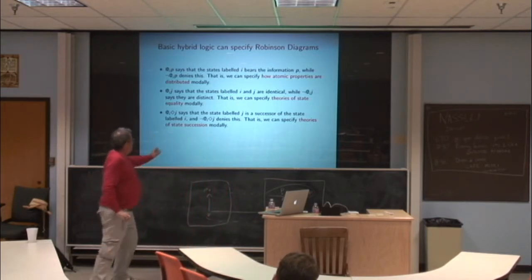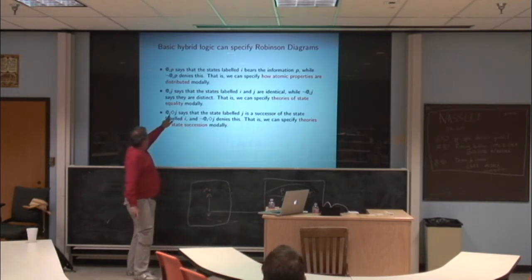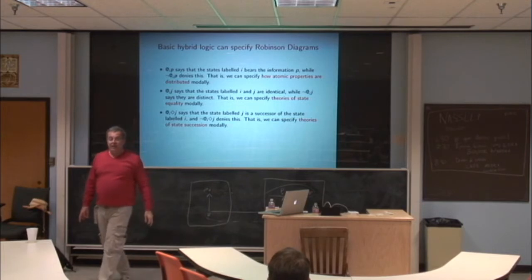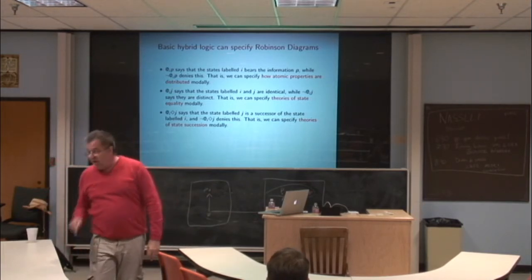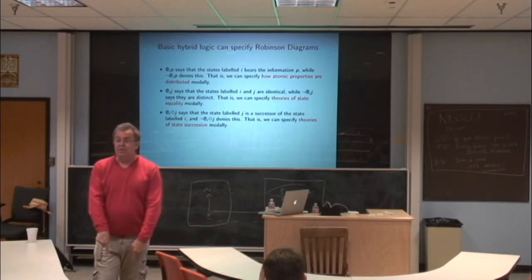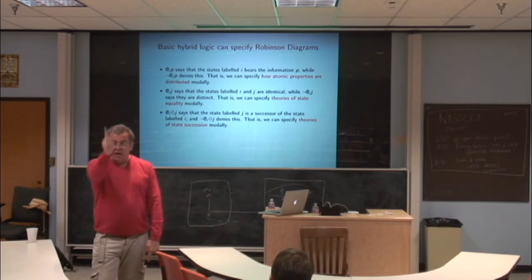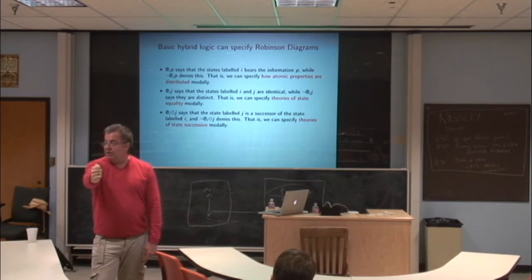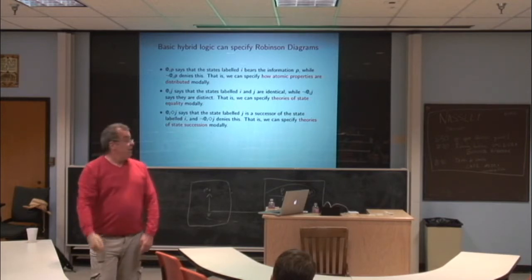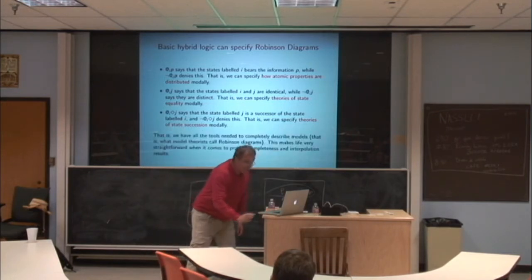So what does at I, diamond J say? It says go to the point named I. Here I am, I'm standing up. Diamond J. It's basically saying I can step from the point named I to the point named J. And of course, we can specify theories of state succession, to put it another way.